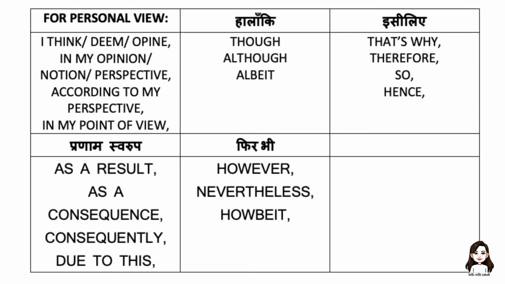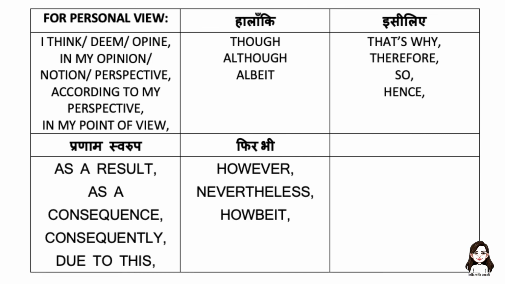Next is when I am ready to express my own personal view. At that time, I can use I think, deem, opine. This is one way to express my own view. Another way is I can write in my opinion, in my notion, in my perspective. The third way in which I can start my personal view is according to my perspective, according to my notion, according to my opinion. Last point is in my point of view. I can also start the line, the personal view of mine, in this way.